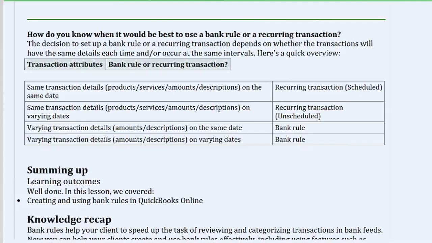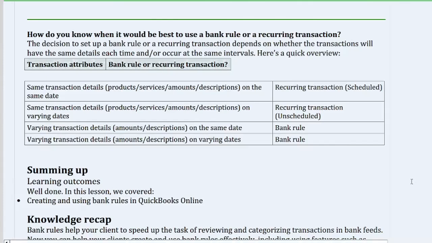Transaction attributes. Bank rule or recurring transaction? Same transaction details, products/services/amounts/descriptions, on the same date. Recurring transaction, scheduled. Same transaction details, products/services/amounts/descriptions, on varying dates. Recurring transaction, unscheduled. Varying transaction details, amounts/descriptions, on the same date. Bank rule.